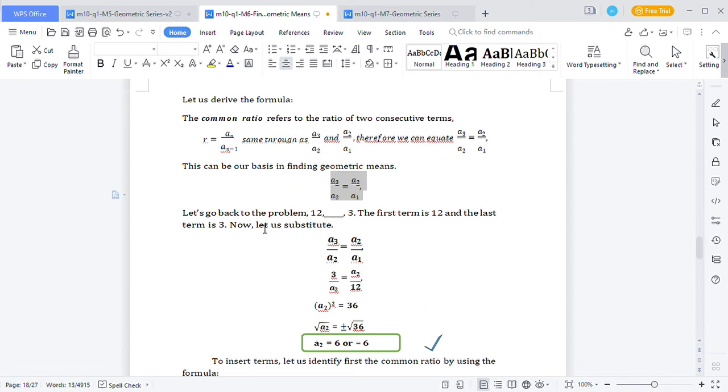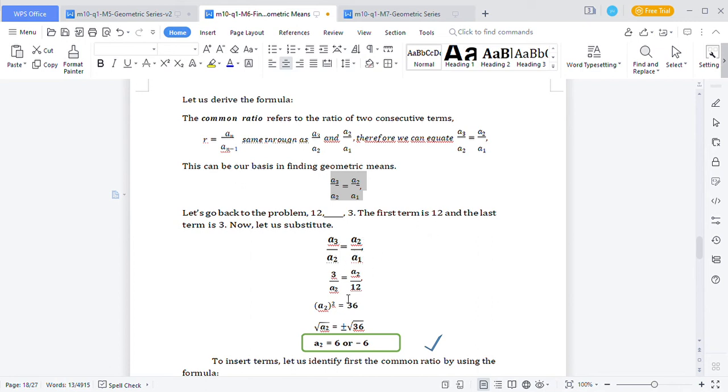Okay? So, let's go back to problem 12. The second term is unknown, and the third term is 3. Our first term there is 12. So, we will have to use this formula here: a sub 3 over a sub 2 equals a sub 2 over a sub 1.